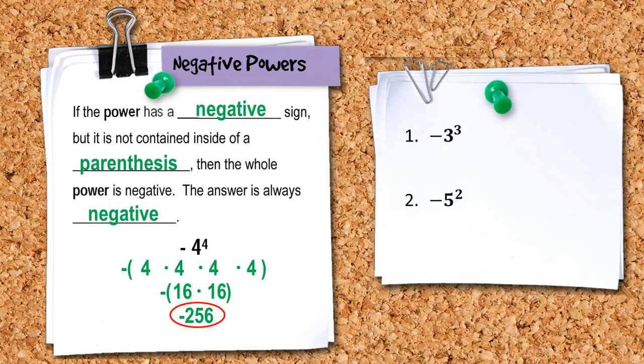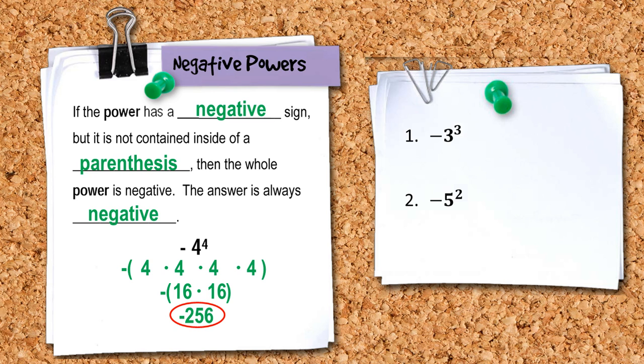Compare this negative 4 to the 4th to the other example of negative 4 to the 4th. The base is not the same. We have a positive base here, but my negative carries through all the way to the answer. Same thing with example number 1. My base is 3. It's not inside a fishbowl, so that exponent can only affect the 3. That negative is just out by itself, telling you that the whole power, the whole evaluated answer will be negative.